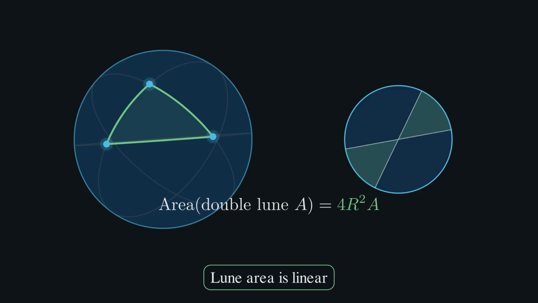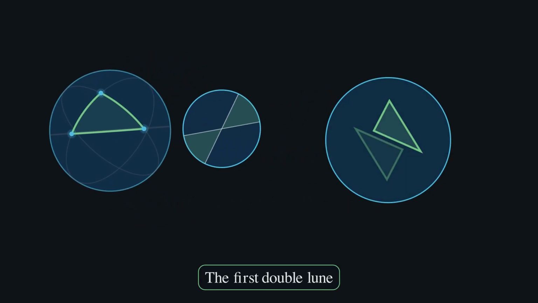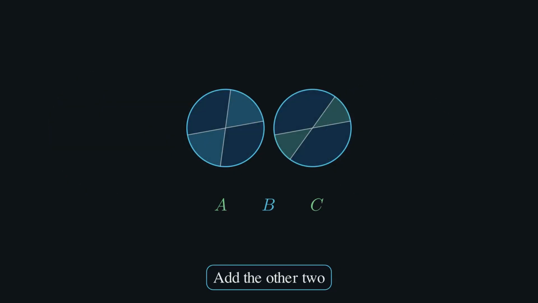The lune occupies the same fraction of the sphere as its angle occupies of a full turn. A full turn has angle 2 pi. The antipodal pair associated with angle A therefore has area 4 radius squared times A. Repeat the construction for angles B and C. 3 differently colored double lunes now cover the sphere with controlled overlap.